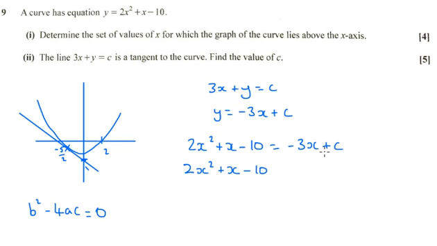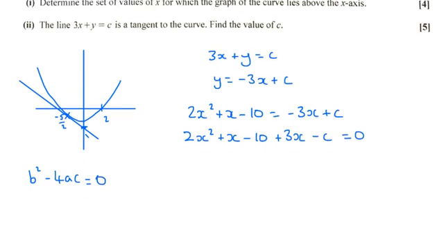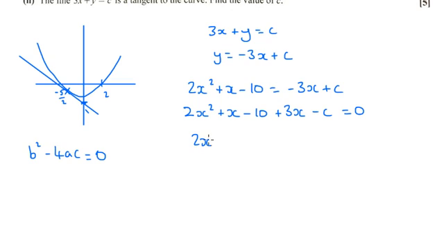So in order to do that, I'm going to move everything over to the left hand side so that it equals 0. Make it look neater, tidy it up, so 2x squared plus 4x, take away 10, and take away c. So if I write that as 10 plus c, I've got the take away 10, take away c, and it means I'm less likely to make a mistake here.